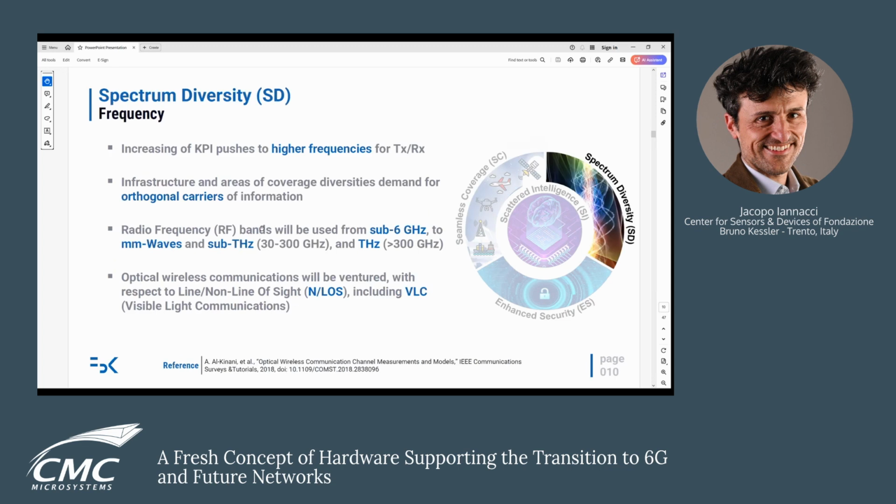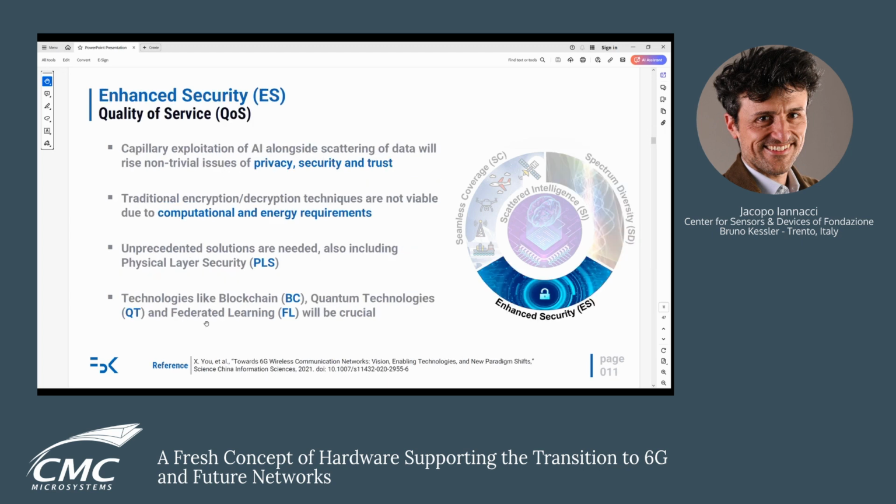Then, of course, if we discuss about increase of KPIs and of data, we have also to act on the frequencies. So the 6G is expected to be very diversified in terms of frequency spectra, which will be capitalized. And so ranging from the sub 6 gigahertz to millimeter wave, sub terahertz, and also there is discussion about the possibility to use light as a means of communication, also in the visible spectrum, so with the so-called VLC, visible light communications.